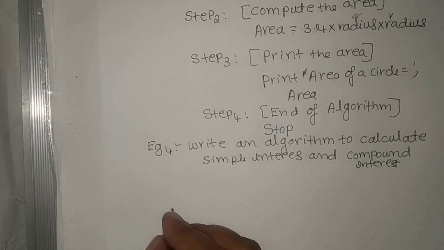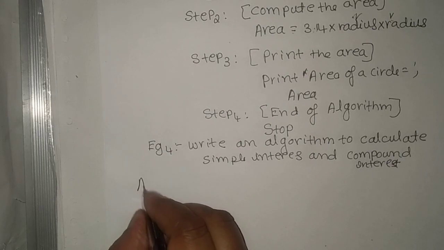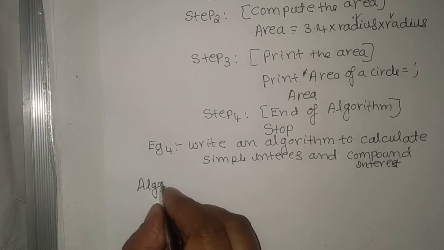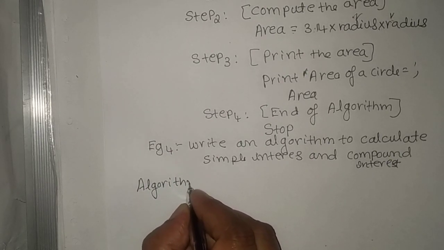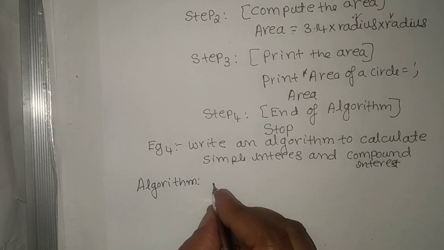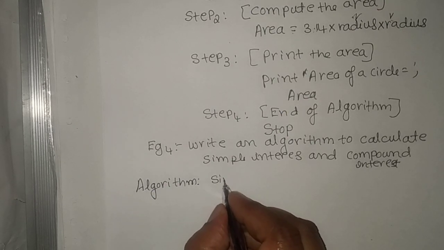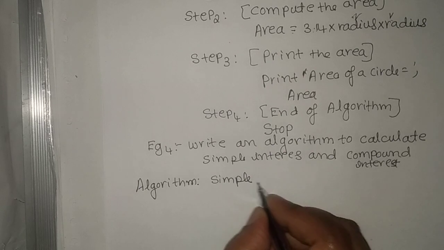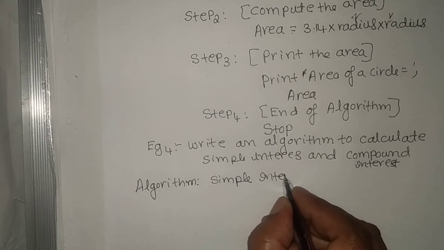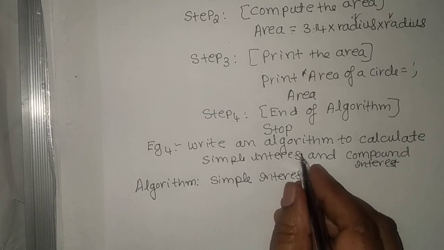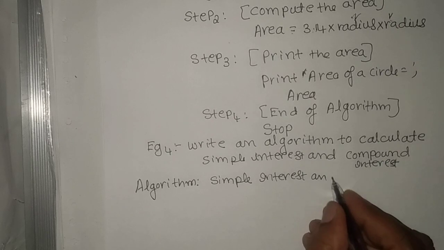Okay, the first step is here. We'll write algorithm and the heading will be simple interest and compound interest.